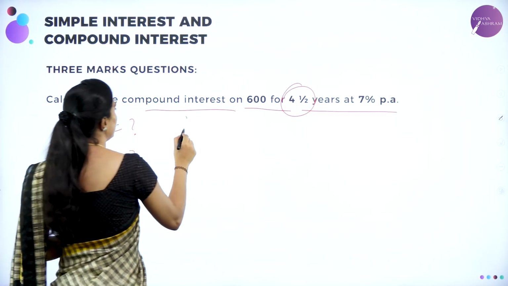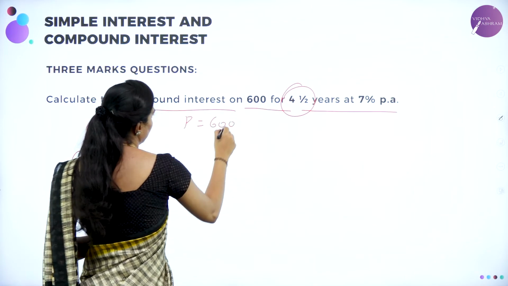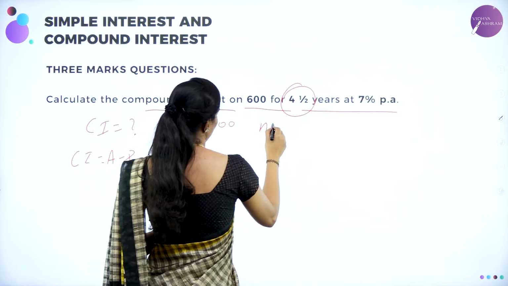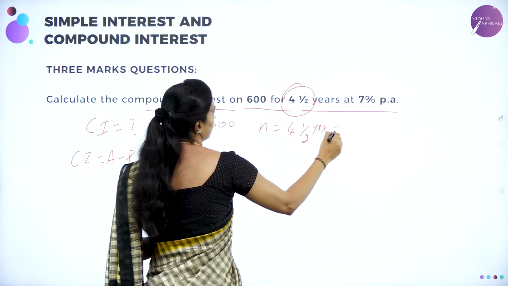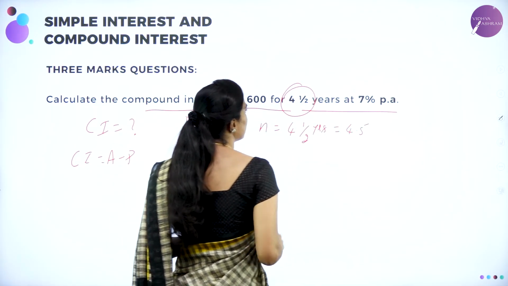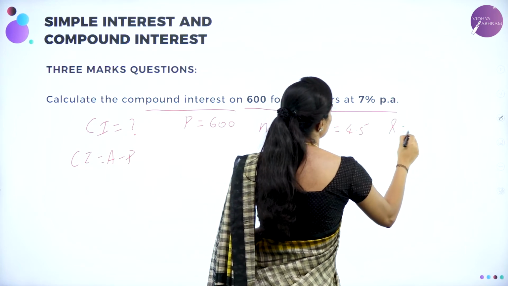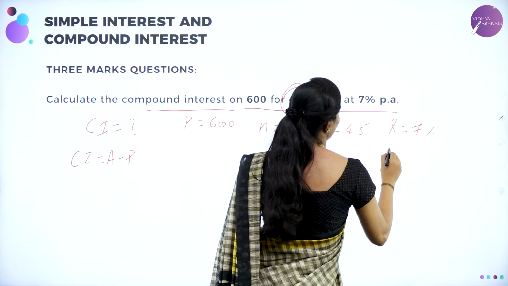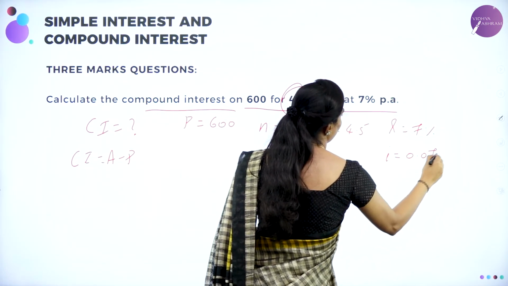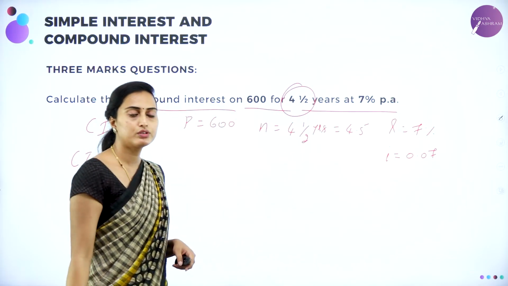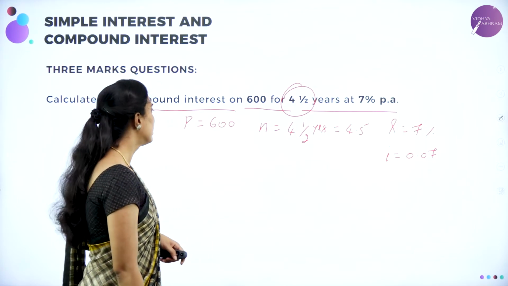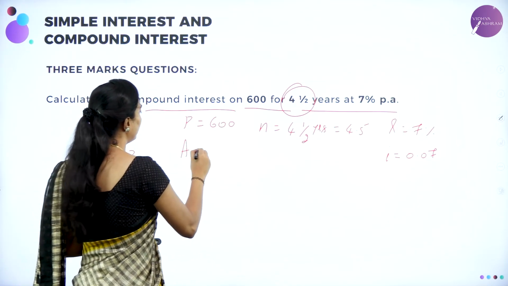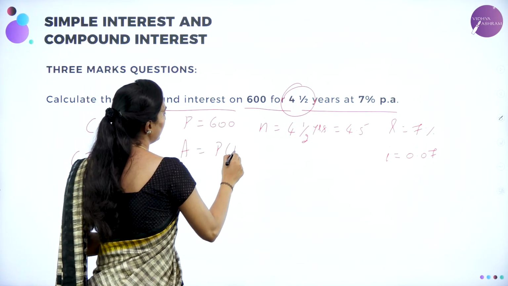What they have given? P is equal to 600 and N is equal to 4.5 years. R is equal to 7%, therefore I will be equal to 0.07, because you are going to have 7 divided by 100, right? So next you are going to calculate A.